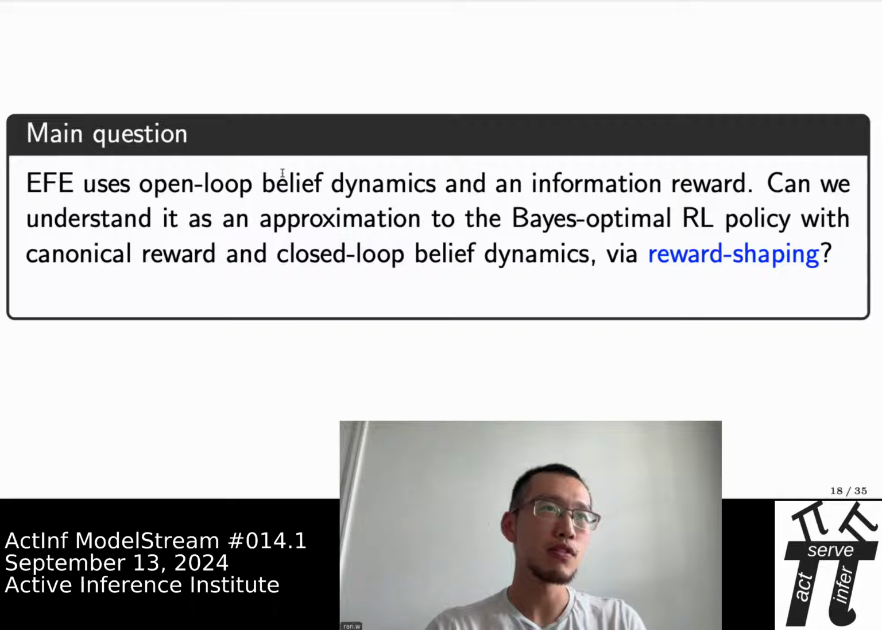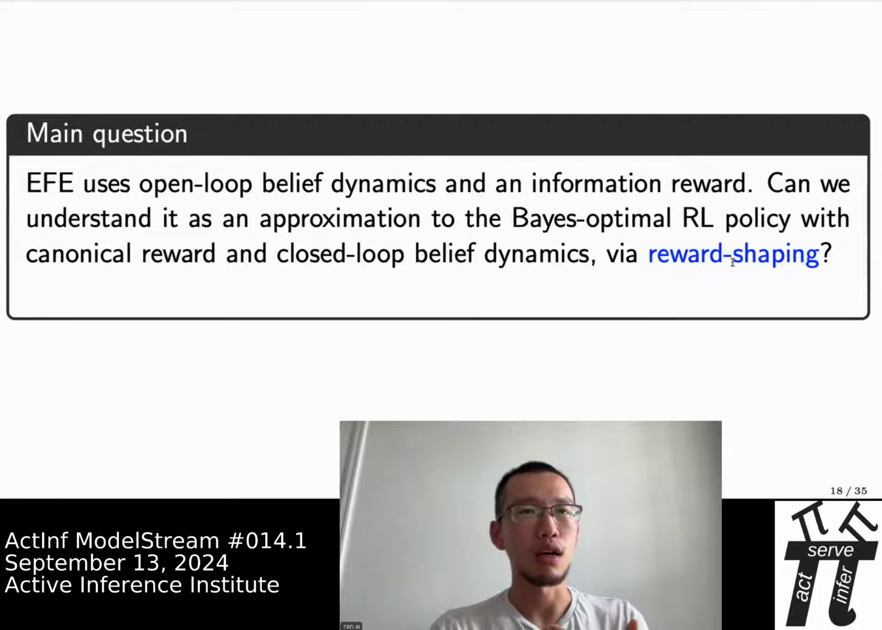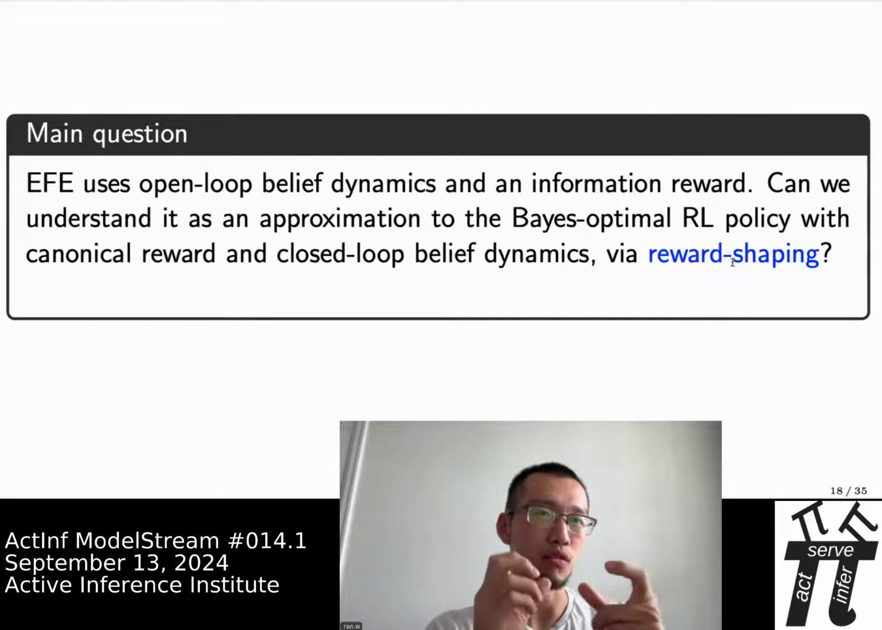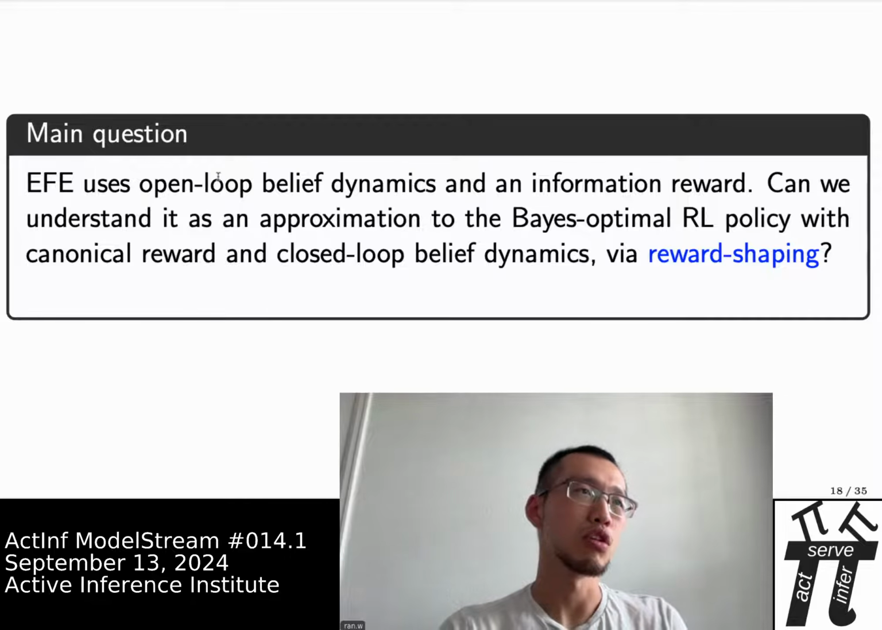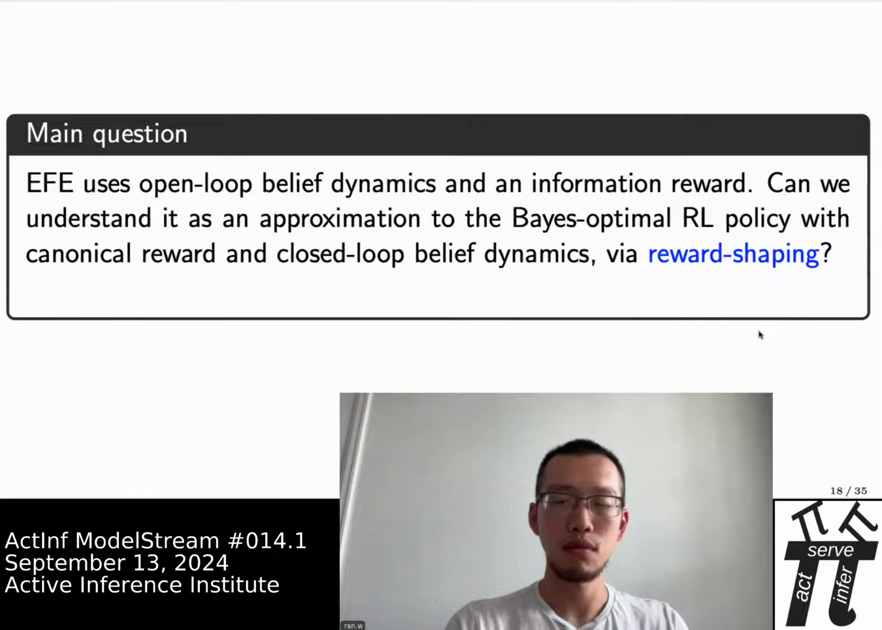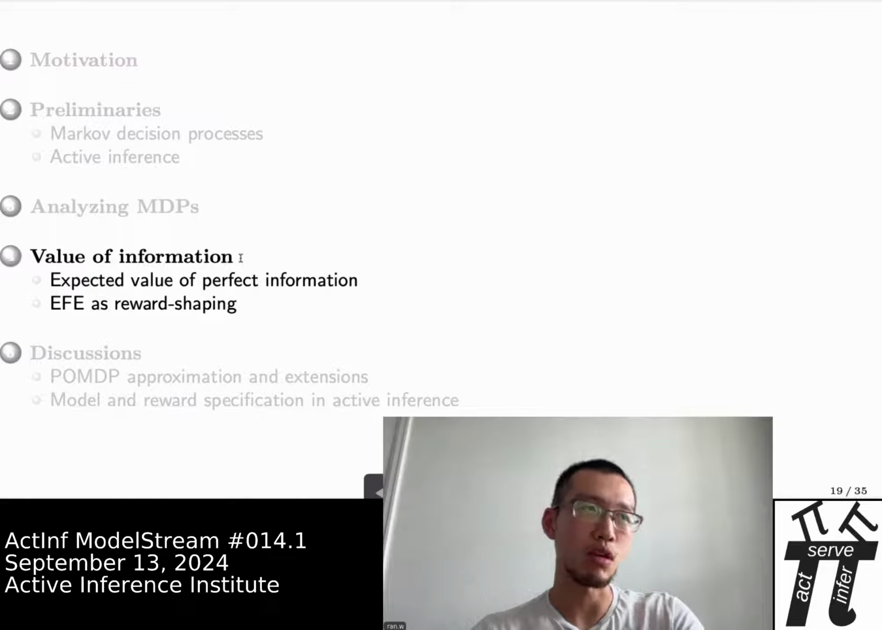Yeah, so let's refine our main question a little bit more. We're trying to understand EFE as an approximation to the Bayes optimal belief MDP, and specifically the way in which it approximates that is via this reward shaping term to cancel out the disadvantage due to using open loop belief dynamics. So before we do that, we should review the notion of value of information, which will give us a clue and also make better connections between these two topics.